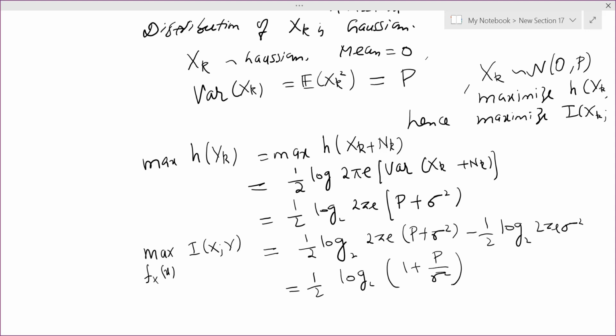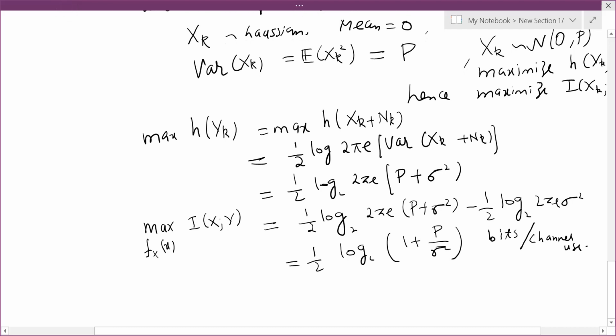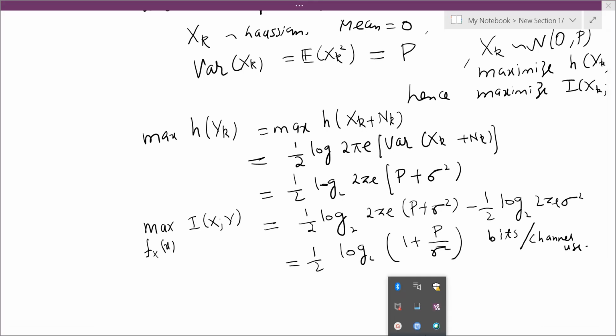So this is the famous channel coding theorem result, and we call the unit bits per channel use. What does channel use mean? Basically, for every information bit, you are transmitting multiple code word bits. So every time we transmit one bit, we call it one channel use. We transmit two bits, we call it two channel uses. Three bits, three channel uses.